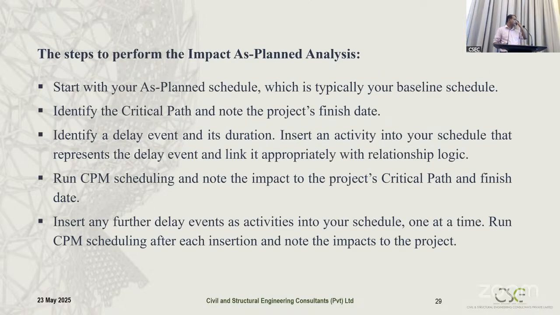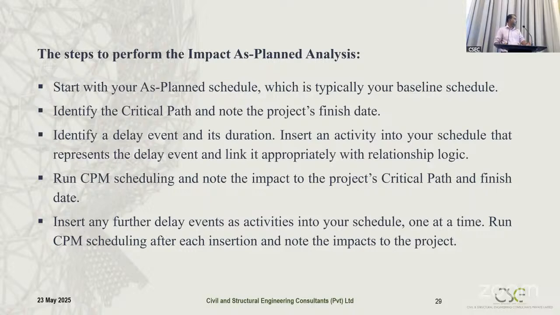So these are the steps we have to follow while implementing this method. Start with your as-planned schedule, which is typically your baseline schedule, and identify the critical path and the project finish date. I think you know how to identify the critical path. The next thing is that we have to identify the delay and its duration. We have to take this delay separately and insert an activity into the schedule that represents the delay event, and it has to be linked appropriately to the project program.